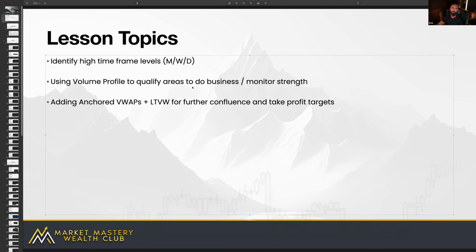Using volume profile to qualify areas to do business, so to monitor strength. These are going to be your main levels and zones, your triggers essentially. But when you have heaps of monthlies, heaps of weeklies, heaps of dailies, which one do I use? That's where this comes in and basically says, aha, it's a value area low near that weekly. And that means responsive buying and a weekly level. I think I should probably start to look to bid around those two factors. And that's just two simple things that you're going to learn to do. And you're just going to wait for it.